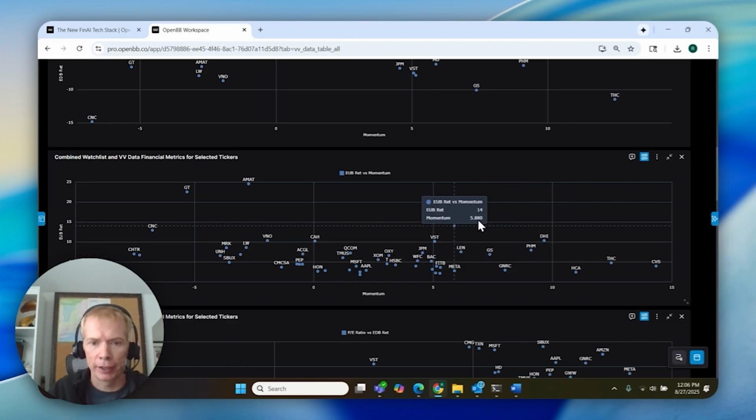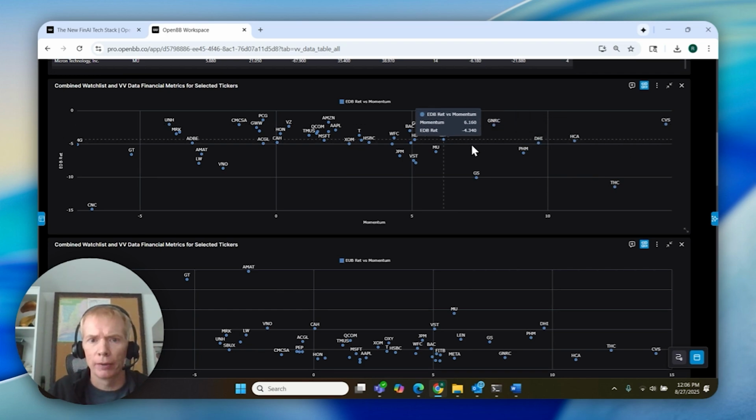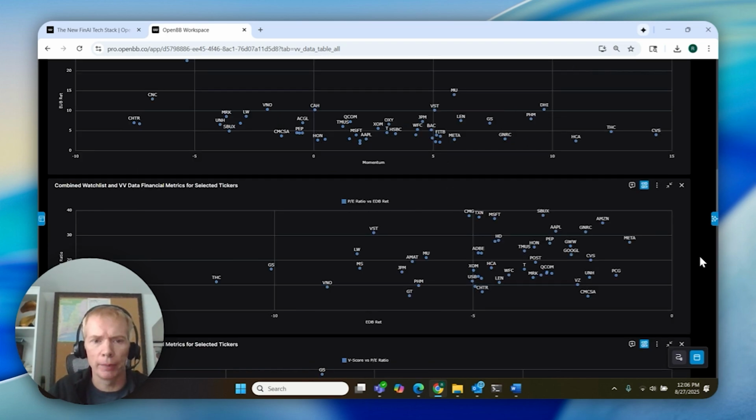Maybe Micron starting to pick up here. Where might Micron pick up here? Let's see. There it is. What about the P ratio relative to the expected down body return?